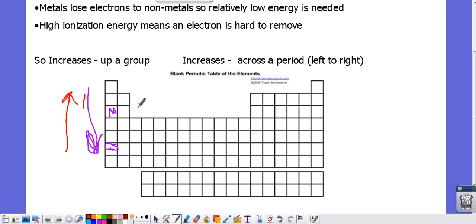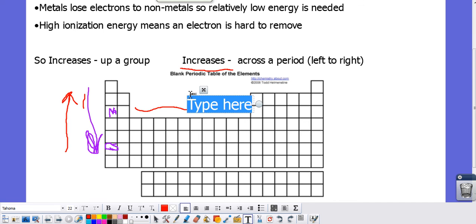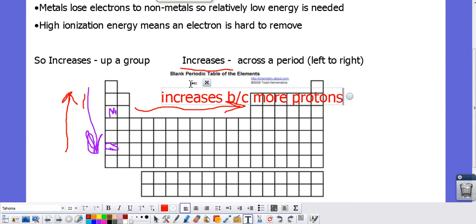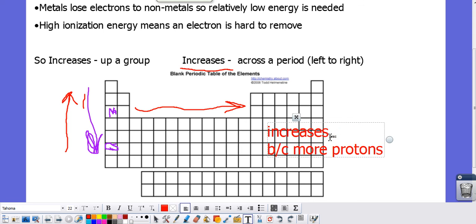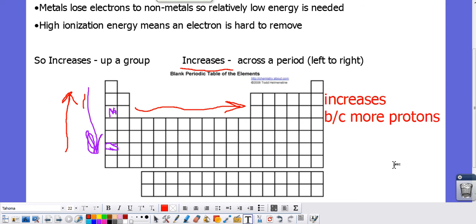As we go across, it increases. Why does it increase? Because there's more protons. That's why it's increasing as you go across, because there's more protons. It decreases as you go down, because there's more layers, more energy levels.